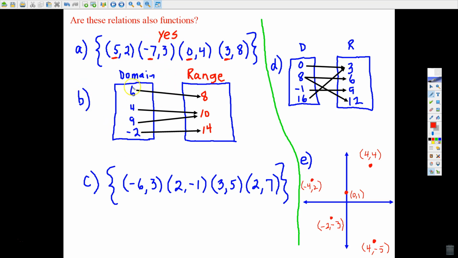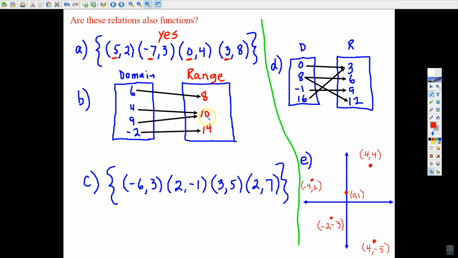And if you don't, then you have a function. Letter B is just another way of looking at a relation. This is called a mapping diagram. So we have members of the domain that are paired, or we use the technical word mapped, to a particular range number, but the same idea is true. Do you have any domain numbers that are basically used twice, or in other words, they're mapped to two different range numbers? Well, 6 maps to 8, 4 maps to 10, 9 maps to 10, -2 maps to 14.